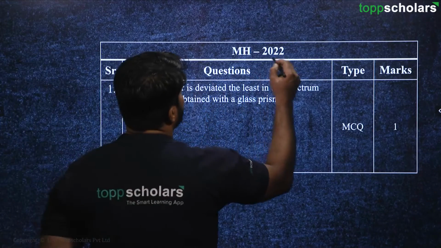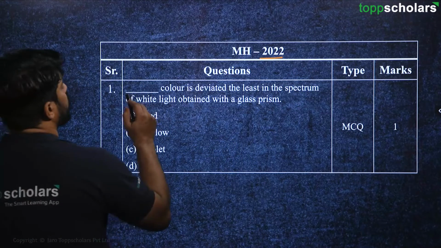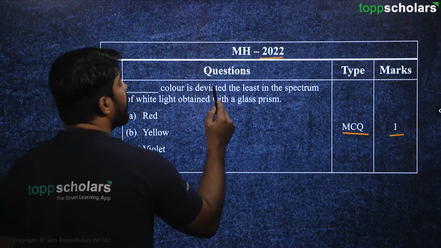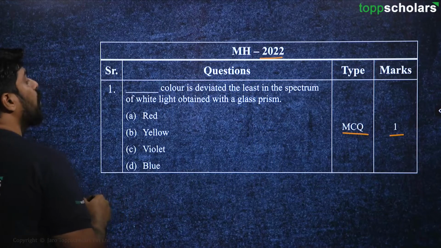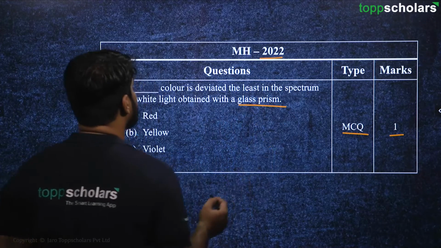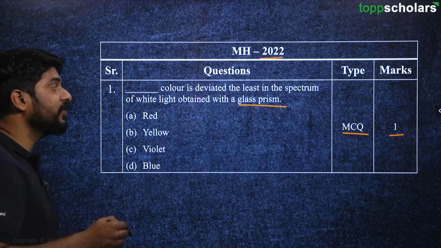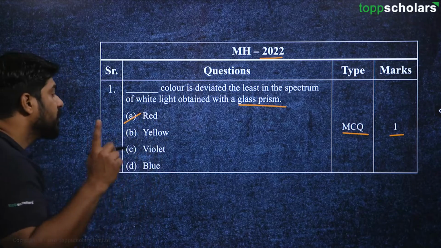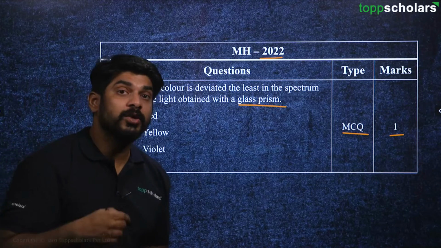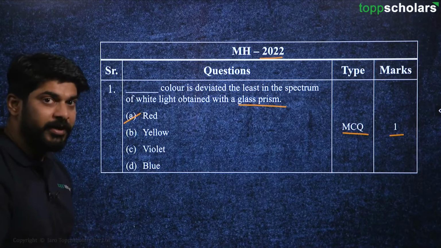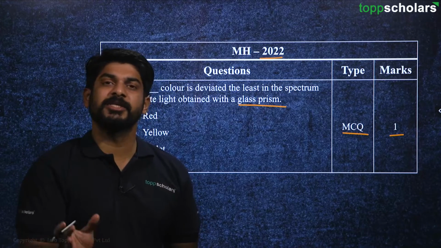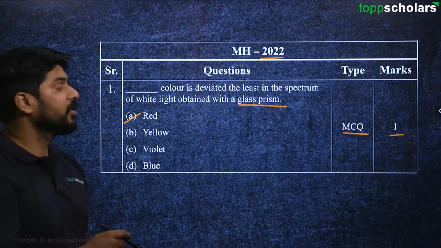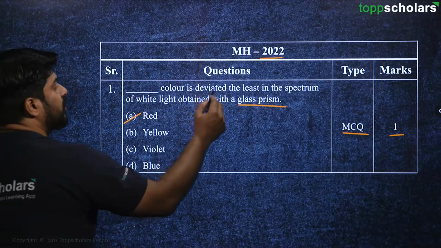Here it is. Now we are into the year 2022. So, this is an MCQ for 1 mark. Here we can see: dash color is deviated the least in the spectrum of white light obtained with a glass prism. So, which color is deviated the least? Here, as we know, red color is the one which is deviated the least because it has the longer wavelength. And if you talk about the refractive index, then the refractive index of materials like glass is the least for red color. So, that's why this is least deviated.